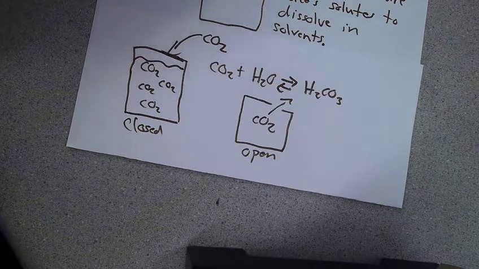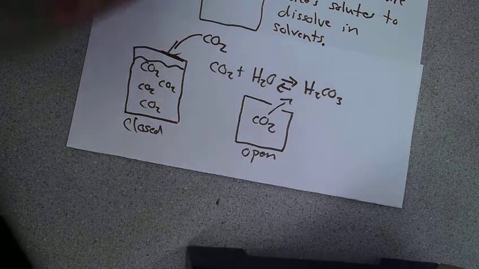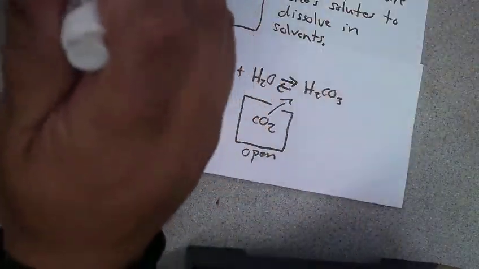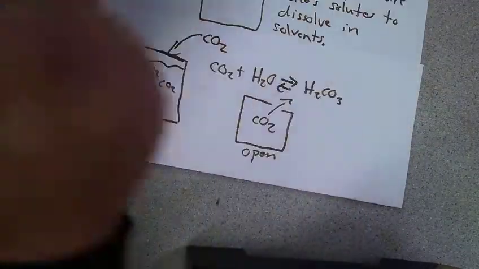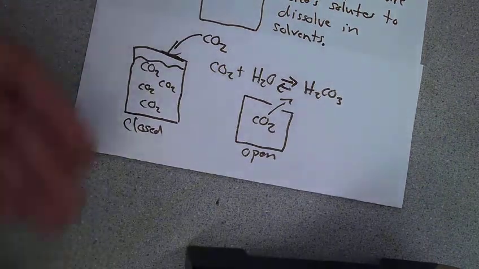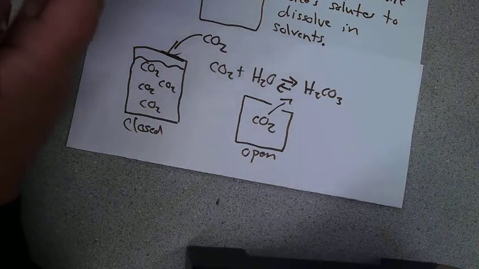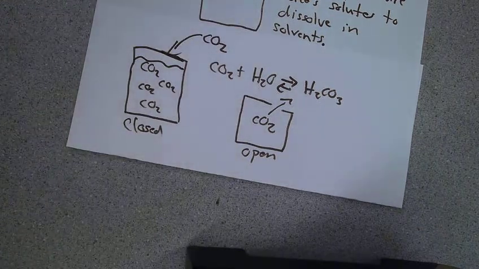So higher pressure forces things to dissolve, mostly gases, but not just gases, could be anything. Lower pressure is going to do the opposite. It's going to let things come out of solution. It's going to allow the solute to come out of the solvent. So that's really simplistically, in a nice, short, succinct video. Let's go back and review what we just talked about.